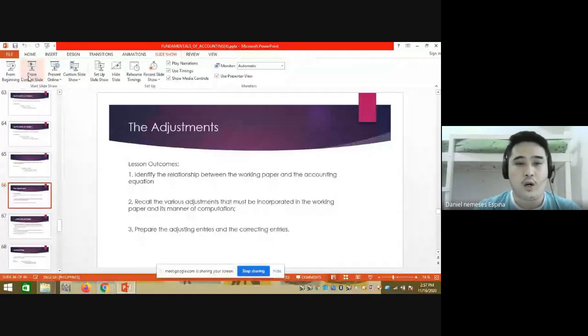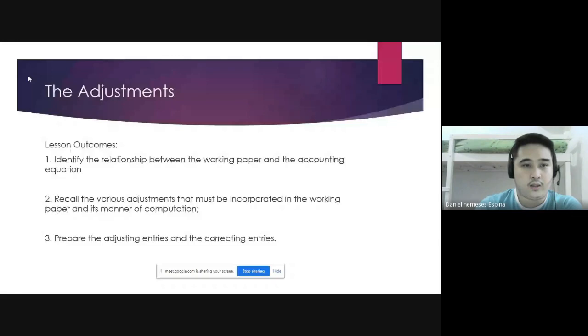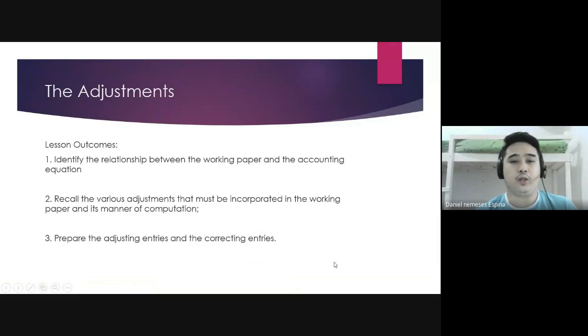So our outcomes for today are the following. First, identifying the relationship between the working paper and the accounting equation. Second is to recall the various adjustments that must be incorporated in the working paper and its manner of computation. And lastly is to prepare the adjusting entries and the correcting entries.